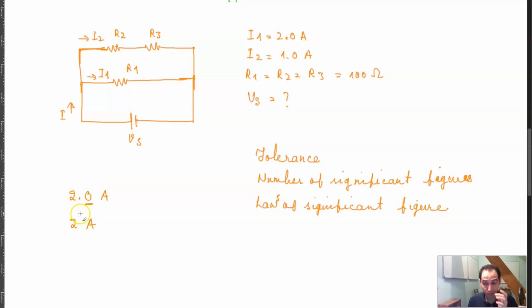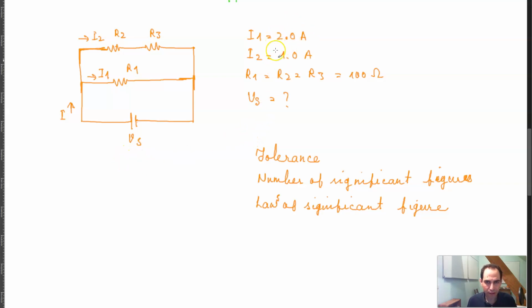Now when you use these values in calculation, what we do is add or subtract, or multiply and divide. So there are basically four things that we do in calculation: addition, subtraction, multiplication, and division.